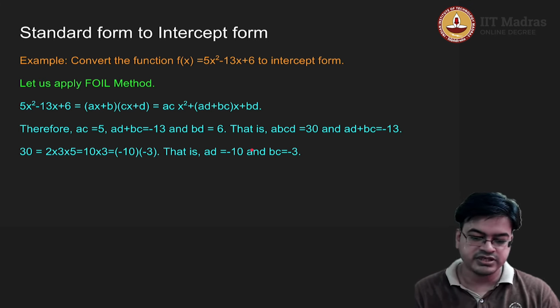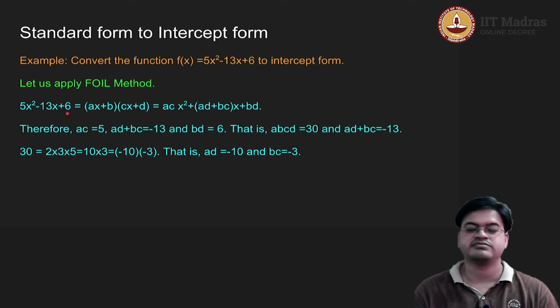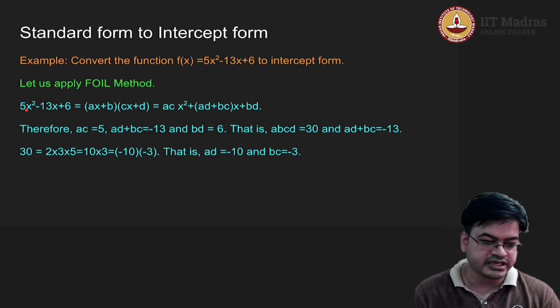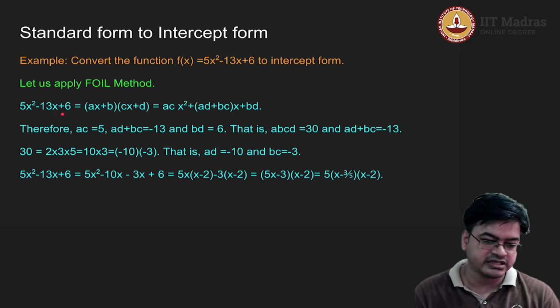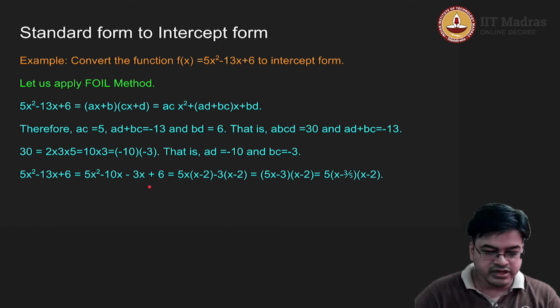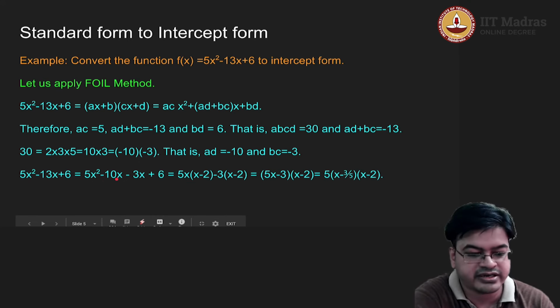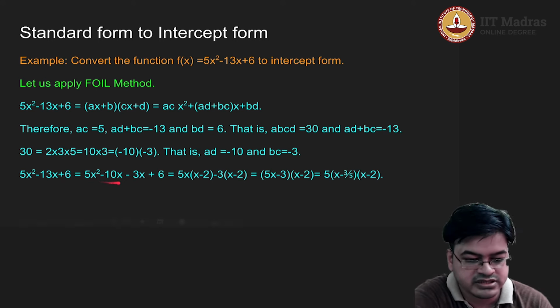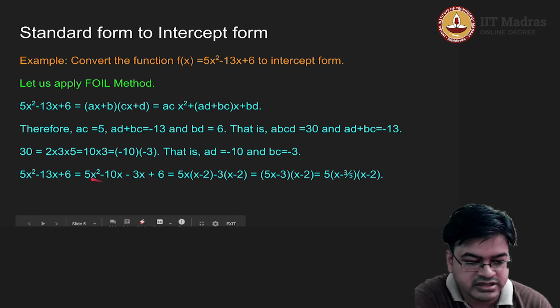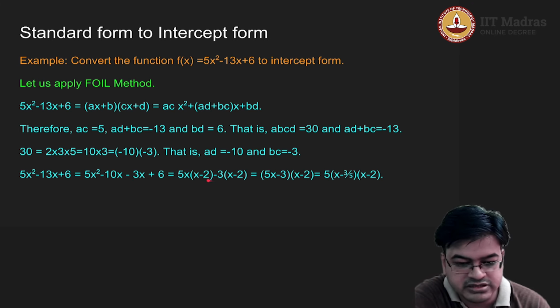So now I will substitute these values into this expression. Essentially I will rewrite this expression. So I will write this expression as 5x square minus 10x minus 3x plus 6. Okay. Then what I will do is I will look at the first two terms and I will take the greatest common factor from these two terms, that is 5x. So I will take 5x, whatever is remaining I will put in a bracket, that is x minus 2. Here also I will take the greatest common factor out, that is minus 3. So minus 3 into x minus 2. Now you can see these x minus 2's are same.